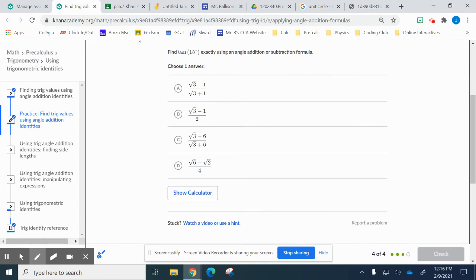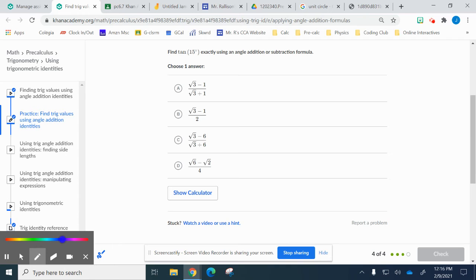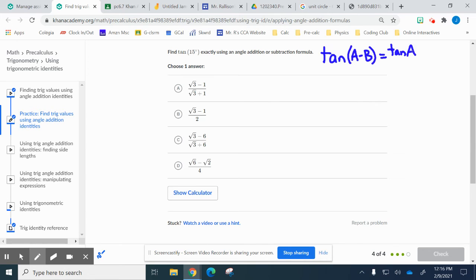So we're going to go back here, and it wants a tangent. So we've got to look under difference, because that's subtraction, right? Sum is addition, difference is subtraction, and it's a tangent. So I'm going to write down the formula. The tangent of A minus B equals the tangent of A minus the tangent of B over 1 plus the tangent of A times the tangent of B.